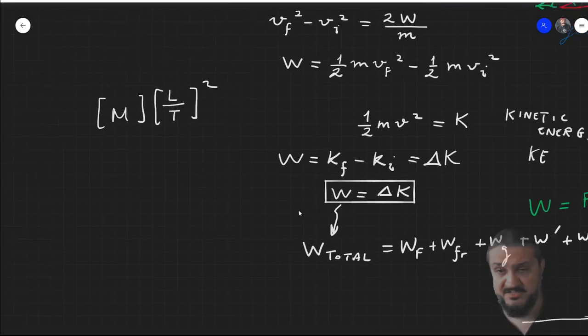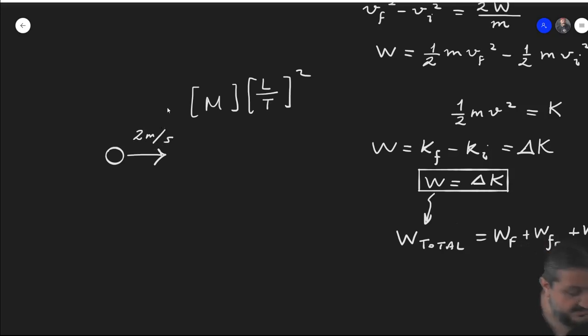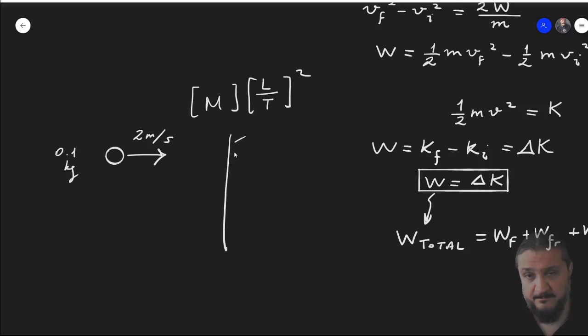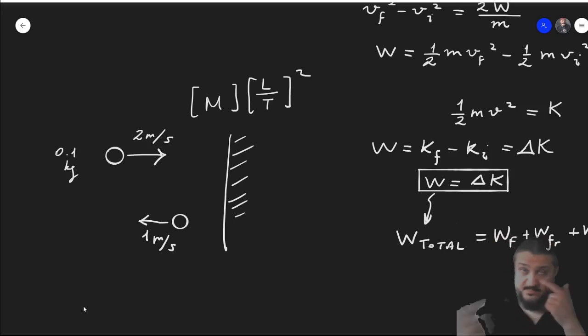Okay, this is not about work, it's just about the change in the kinetic energy. But there's a good point here. First, the ball is moving to the right, let's say, 2 meters per second, and it's 0.1 kilograms. Here's the ball. And 1 second later, now you see the ball moving in the opposite direction. 1 meter per second is its speed, okay? Speed changed, velocity changed because of the change in the magnitude and direction, okay?